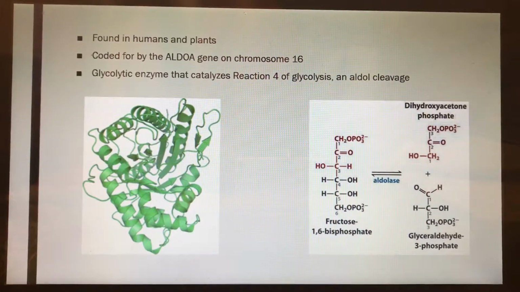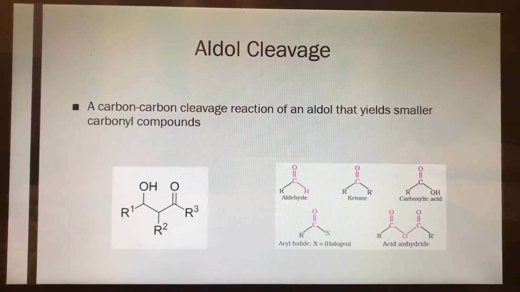The primary role of aldolase is to work as a glycolytic enzyme that catalyzes reaction 4 of glycolysis. This reaction is the cleavage of fructose 1,6-bisphosphate to form glyceraldehyde 3-phosphate and dihydroxyacetone phosphate, which are both 3-carbon molecules. This reaction is an aldol cleavage, which is a carbon-carbon cleavage reaction of an aldol to form smaller carbonyl compounds.